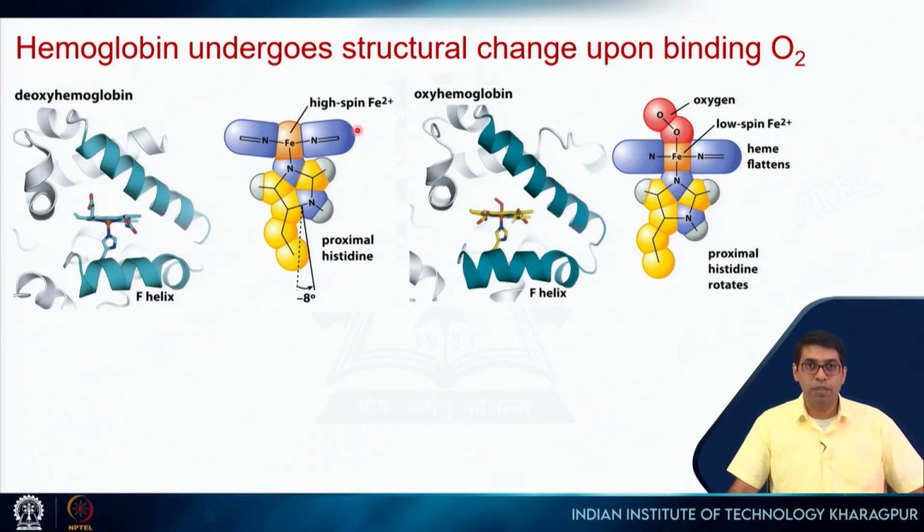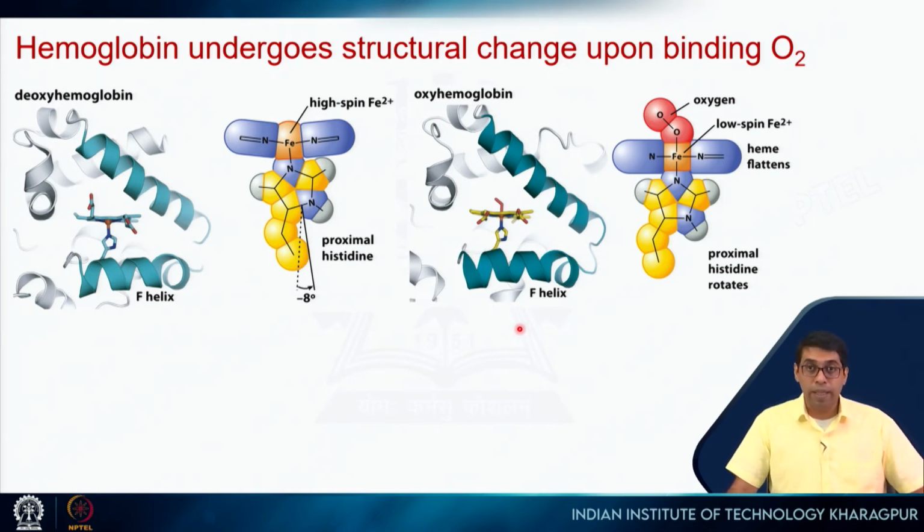It has a slightly bent structure, right, and then this proximal histidine is interacting with the iron. So in this case the iron is in a high spin state. When oxygen binds, it changes the iron to the low spin state, and this heme group flattens. So you see it is slightly bent, here it flattens, and that results in a tug on the proximal histidine, which rotates, and this small change results in a change in the helix F, which results in bigger changes in the rest of the protein. So all these ion pairs are changed and the protein actually changes its conformation, right.